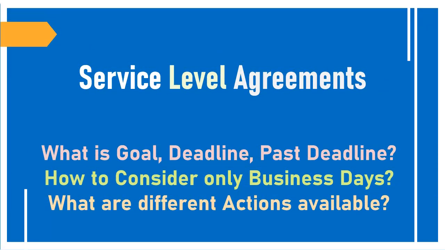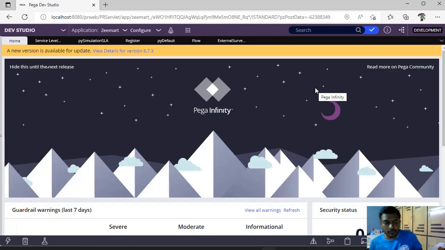Today we are going to discuss service level agreements and their uses in Pega. Let's get started with the topic. Generally, when a particular assignment is assigned to some user, they might take time to approve it, reject it, or take an action on it.